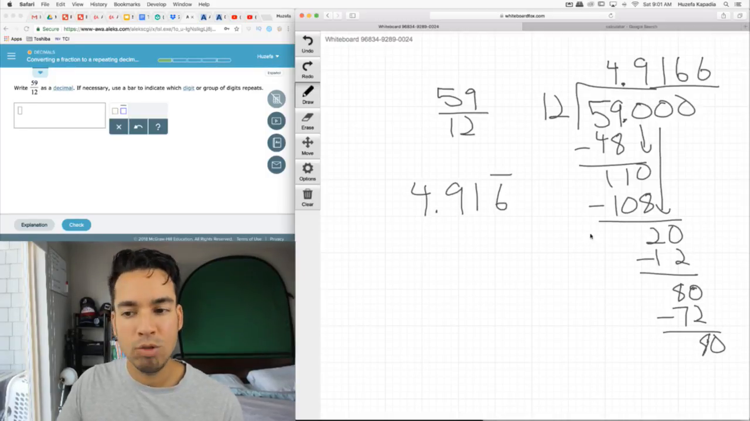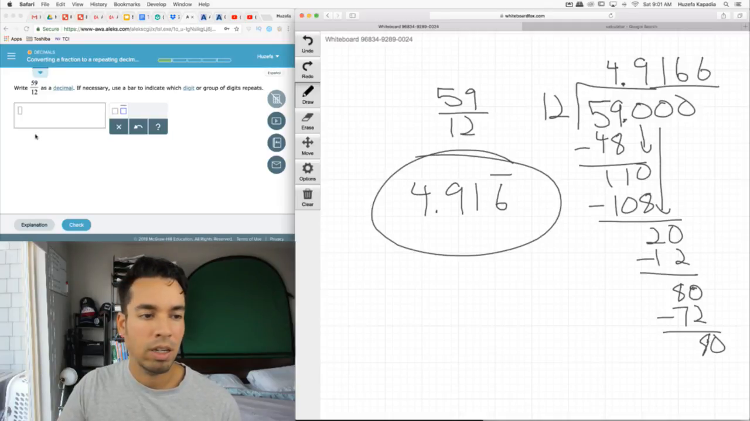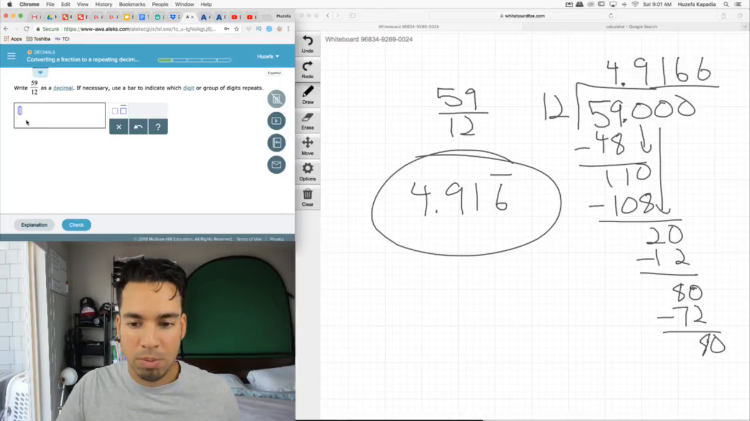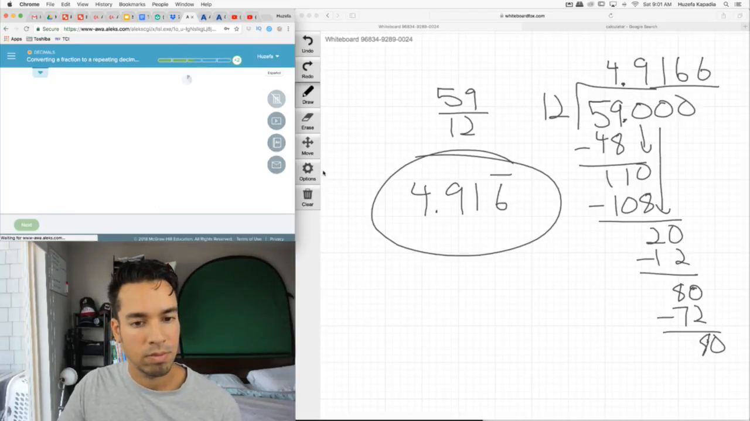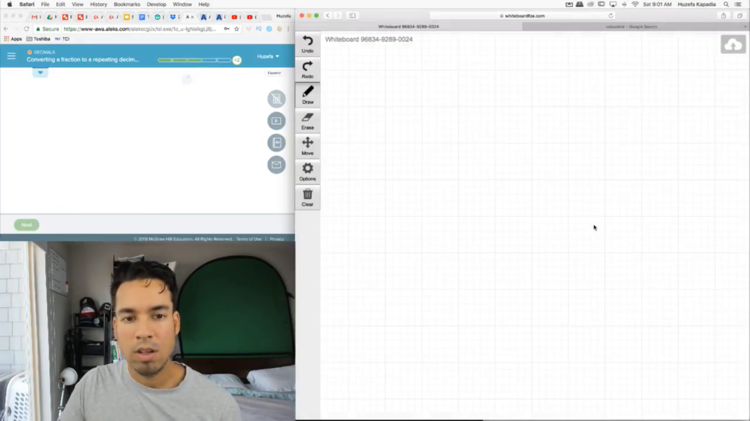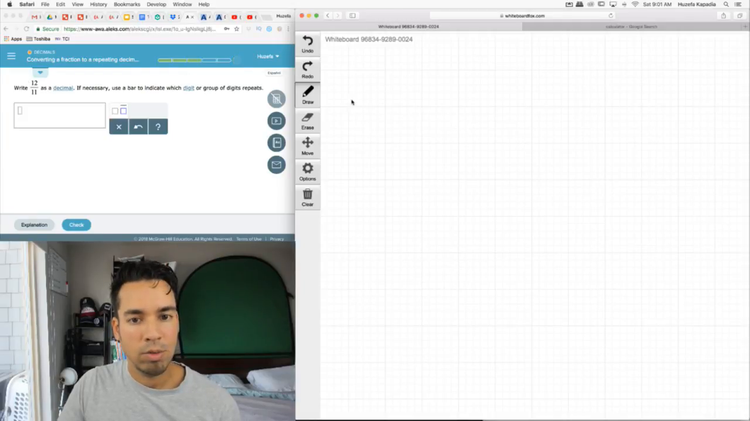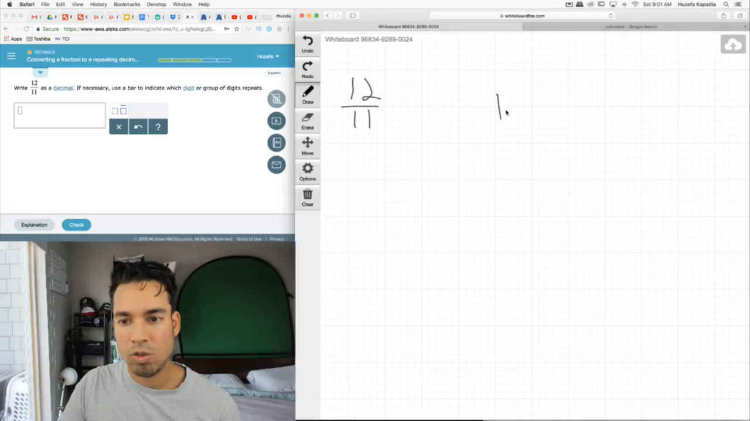We're looking for that infinite loop that if we keep on going, it will repeat, repeat, repeat. And then we can indicate it like this. 4.916 repeating. Last but not least, we've got 12 over 11, which is the same as 12 divided by 11.